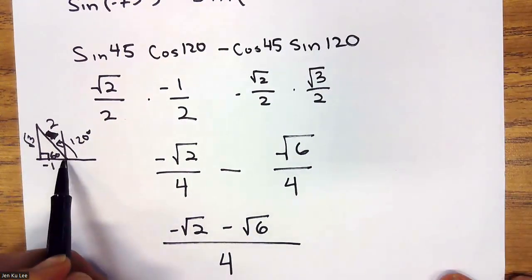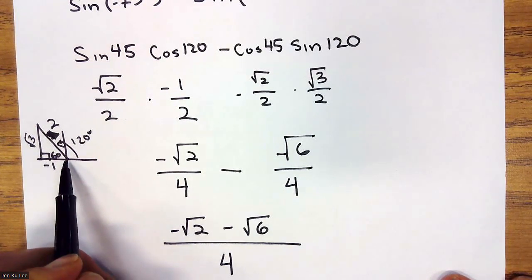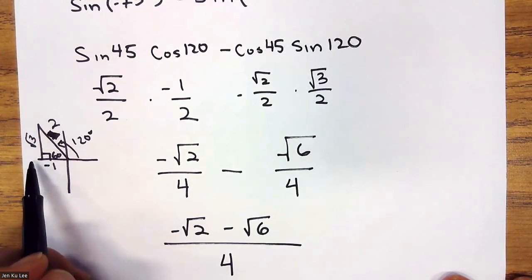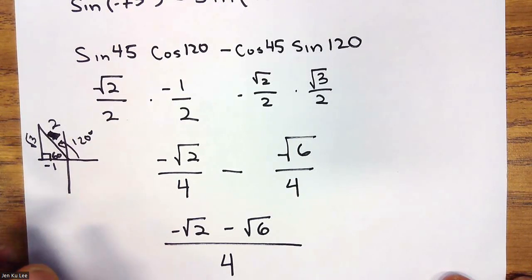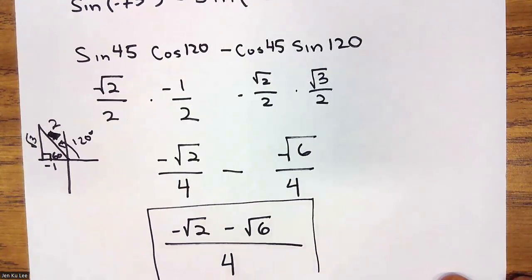Because I'm in my negative x-axis. Why is it negative 1, not positive 1? Because I'm in my negative x-axis. Okay? So that is your answer.